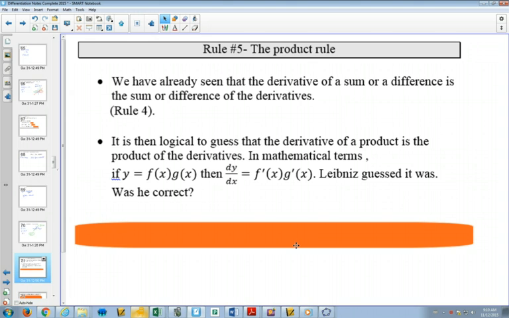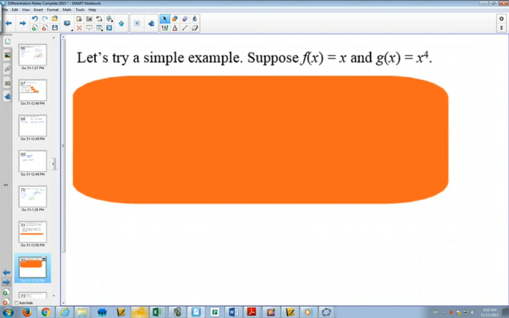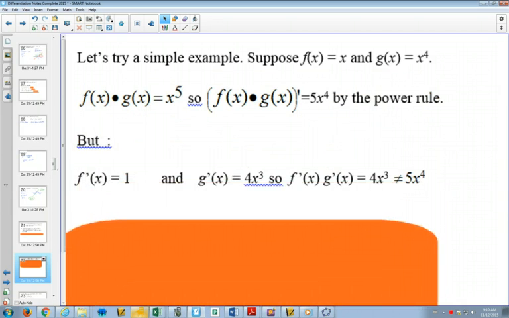Well, if we look at a simple example, we'll find out that this isn't going to work. So we've got f of x equals x, and g of x equals x to the 4. If you multiplied those together, you would get x to the 5. And x to the 5 is an easy derivative. It should be 5x to the 4 using our power rule. So when we multiply by x to the 4th, we know the derivative should be 5x to the 4.